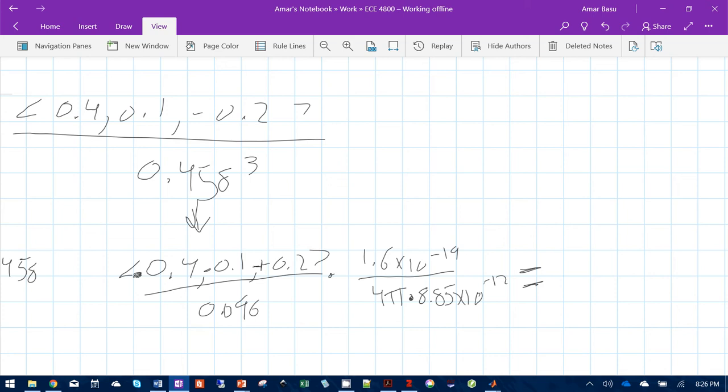So, when you have the vector over the scalar, do you divide each part of the vector by the scalar? That's correct. Each part of the vector.